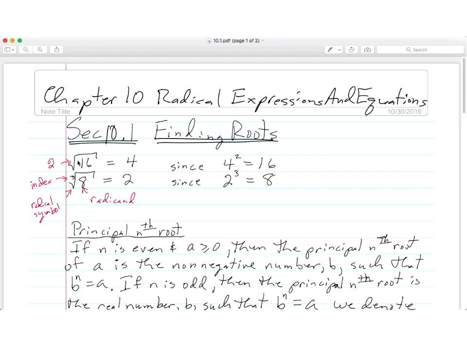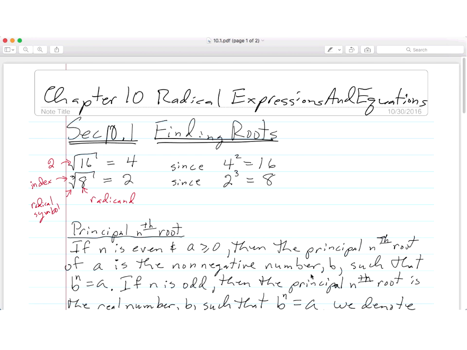The non-negative radicand 16 has a principal square root of 4, 4 being a non-negative number, since 4 to the power 2 is 16.